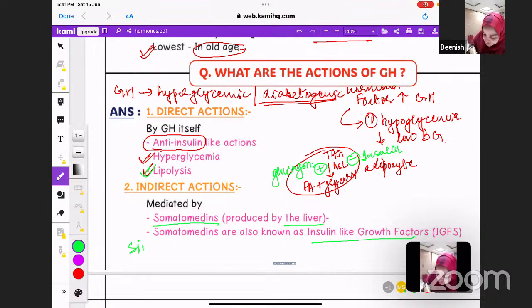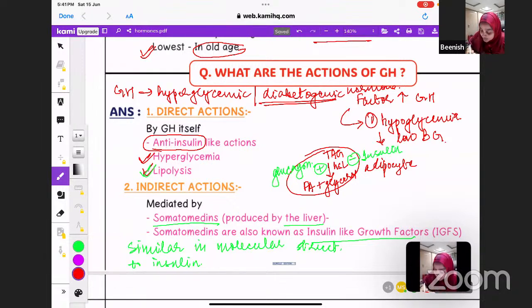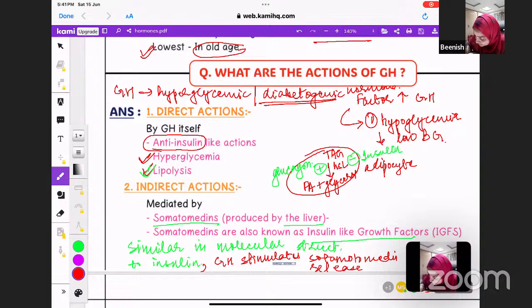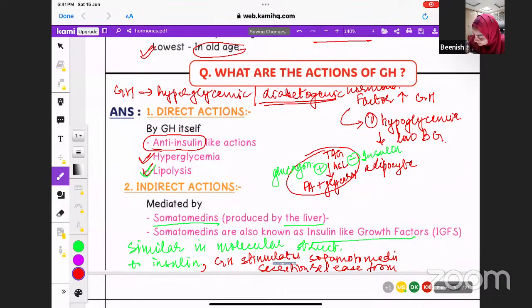This somatomedin is known as insulin-like growth factor because it is similar in molecular structure to insulin. And growth hormone stimulates somatomedin secretion and release from the liver. So we can say in short that the mitogenic effect of growth hormone is mediated through somatomedin. Your somatomedin is acting as a mitogen.